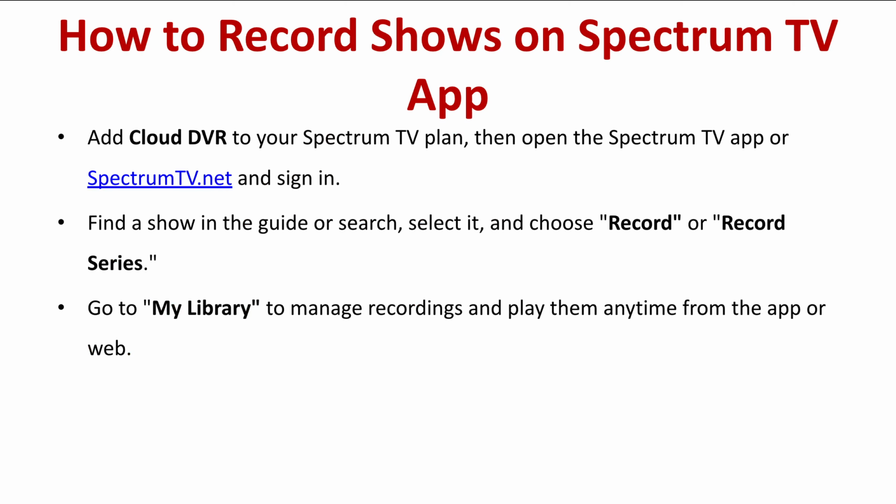Steps are: first, add cloud DVR to your Spectrum TV plan, then open the Spectrum TV app or spectrumtv.net and sign in. Second, find a show in the guide or search, then select it, then choose record or record series. The third one is go to My Library to manage recordings and play them anytime from the app or web.